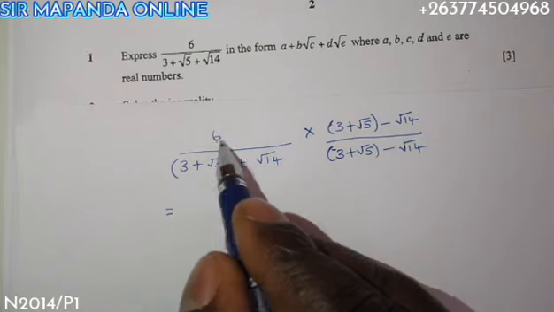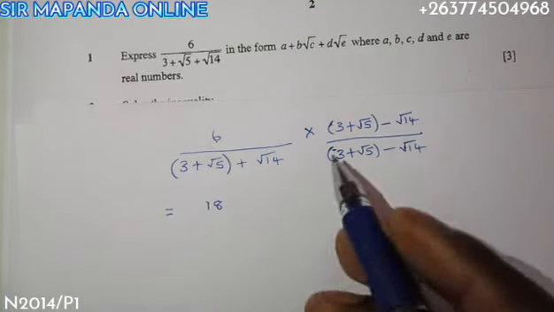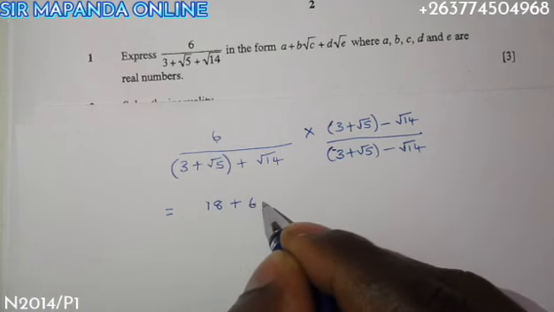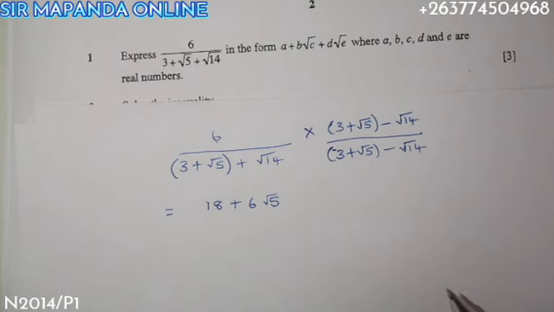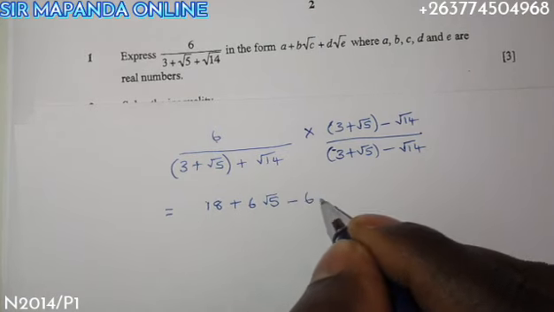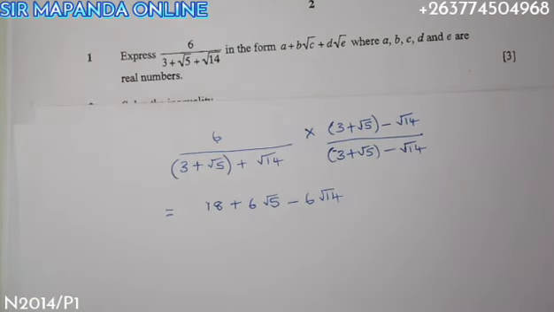Right. So 6 times 3, you get 18. You write 18 here. Then 6 times root 5, you get 6 root 5, something like this. Then 6 times minus root 14, you get minus 6 root 14. I hope you are following, class.